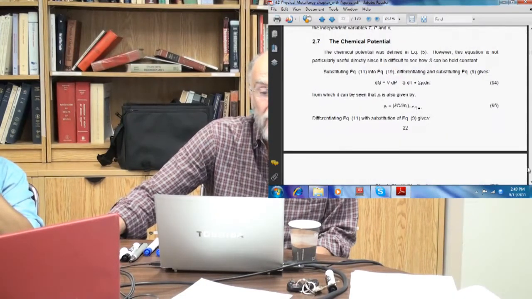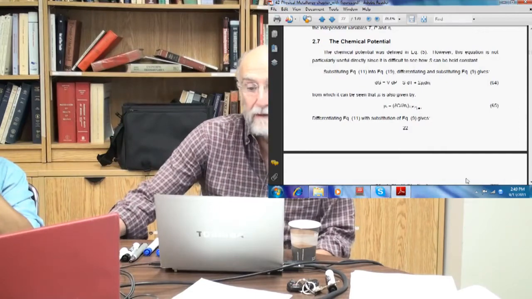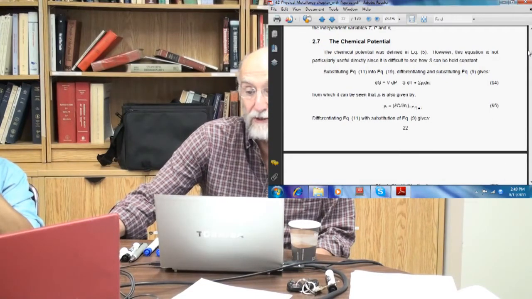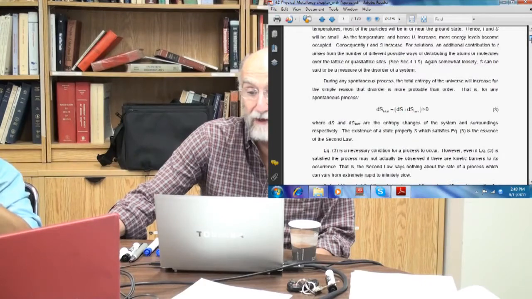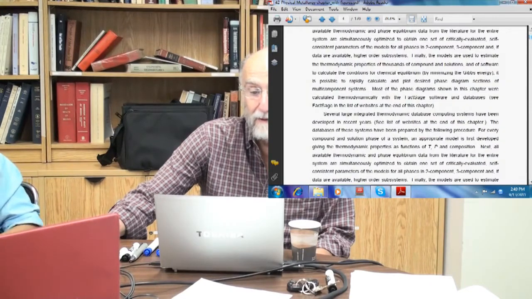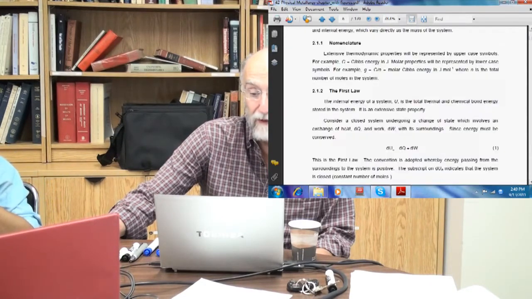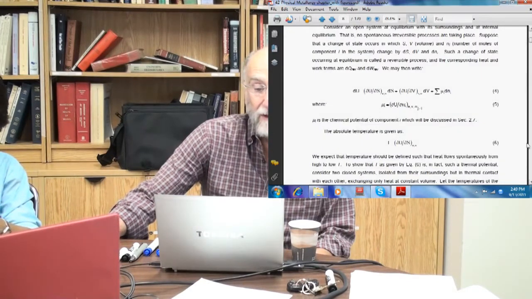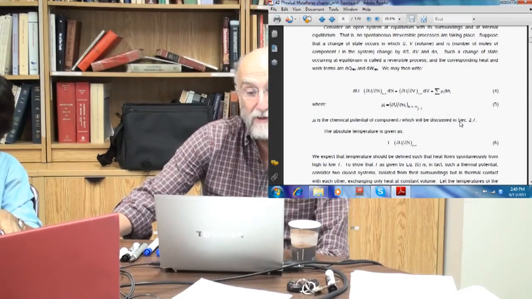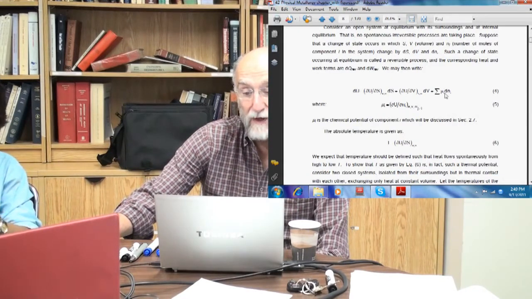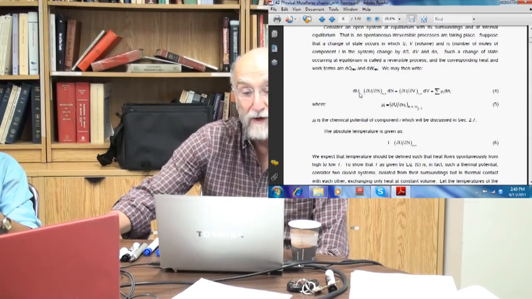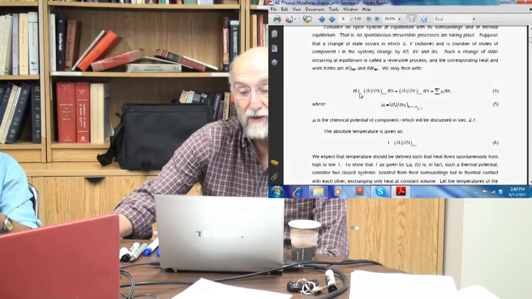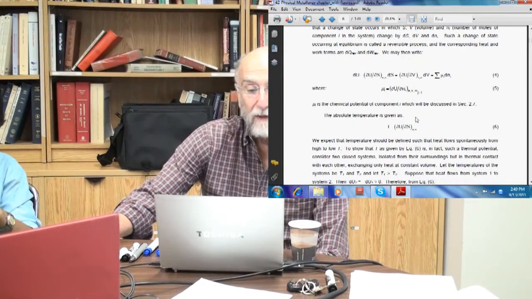All right, the chemical potential. Chemical potential was defined in equation 5. You remember in equation 5 I said U is a function of entropy, volume, and number of moles. Those are the extensive properties. You have a system that's at equilibrium. Its internal energy depends on the entropy, it depends on the volume, it depends on the number of moles.